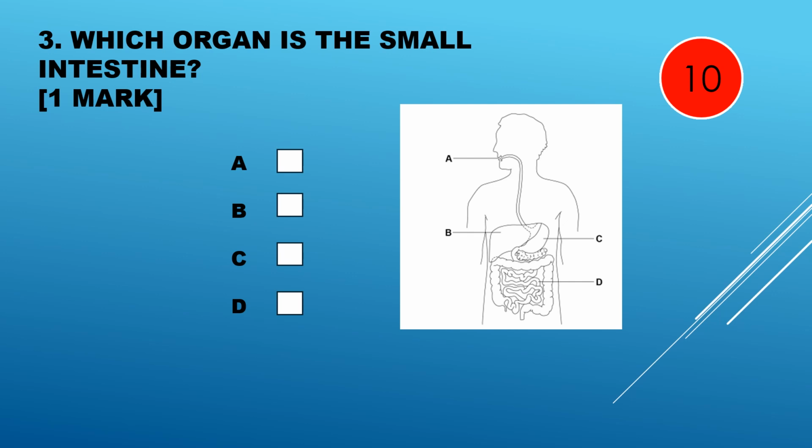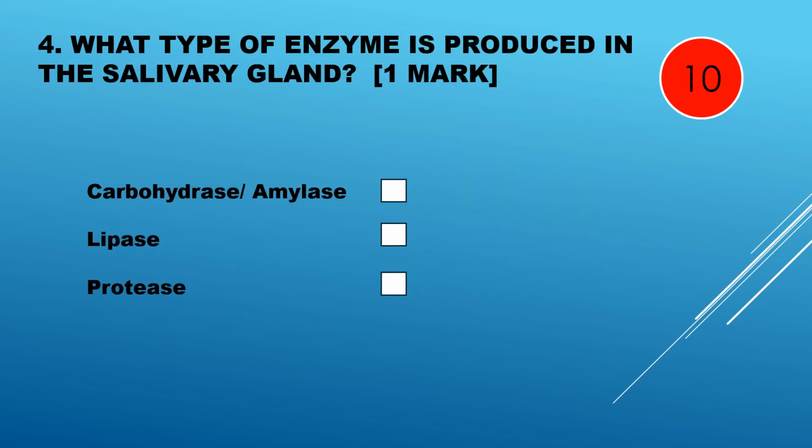Question 3. Which organ is the small intestine? A, B, C or D? It's D. Question 4. What type of enzyme is produced in the salivary glands? Carbohydrates or amylase, lipase or protease? It's carbohydrates or amylase.